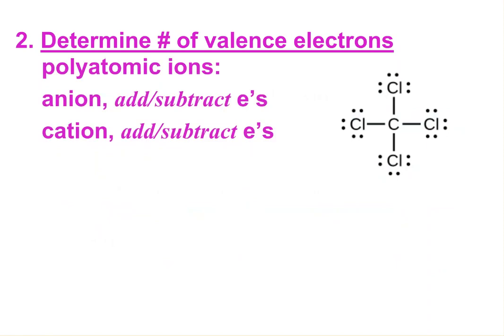If you happen to be drawing the dot structure of a polyatomic ion, for an anion, are those positive or negative? These are negative and these are positive. So if you have a negative ion, you're going to take the number of valence electrons that it would normally have with all of those, and you're going to add electrons because it has extra. If it's a cation, you're going to count up the electrons that those atoms would normally have and then subtract electrons according to the charge.